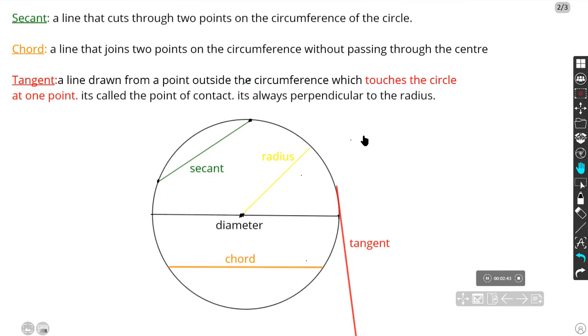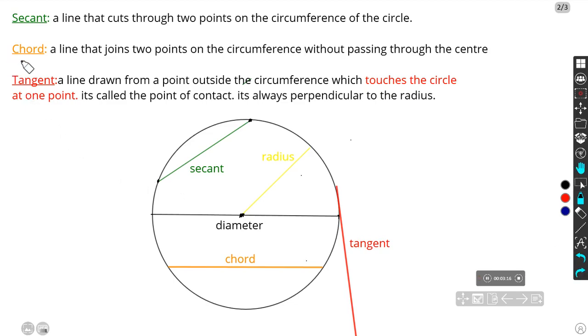Now, what is a secant? A secant, it is a line that cuts through 2 points on the circumference of the circle. Now, a lot of people tend to confuse secant and chord, right? One thing you need to understand is that yona secant, it is a line that joins those 2 points, but yona, what does it do? It cuts through. This is the most important. It cuts through, right?